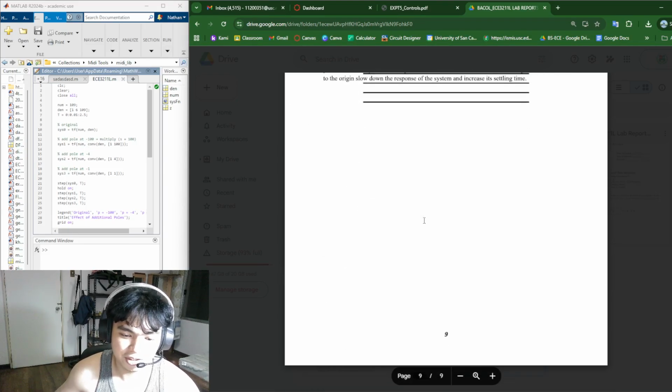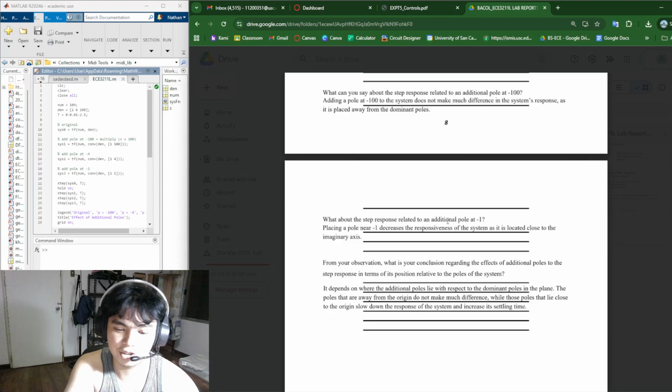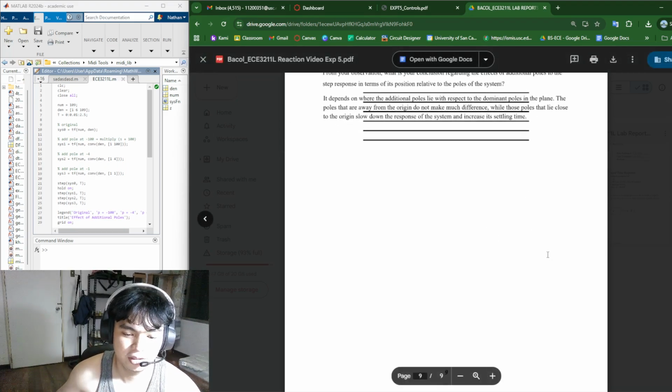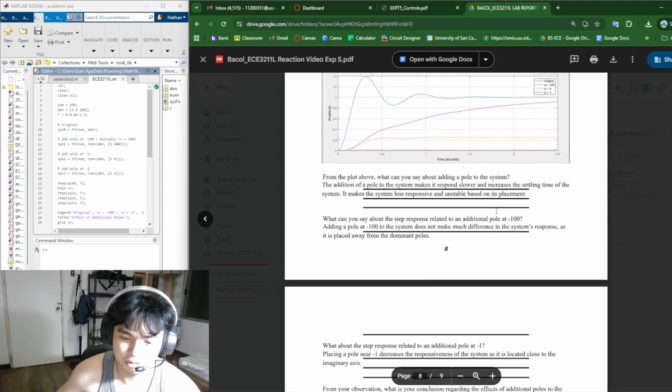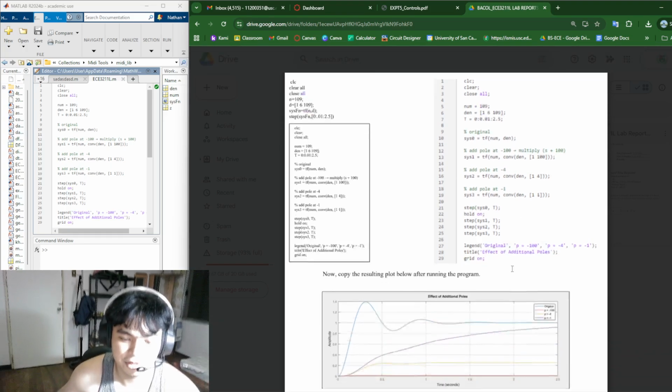And my takeaways in this experiment are: number one, increasing the damping actually reduces the oscillations, but it also slows the system. Two, zeros make the system faster, but they also increase overshoot. And as for the poles, poles slow down the system, especially when near the origin. And so overall, the positions of poles and zeros actually affect system behavior, so they must be carefully designed.